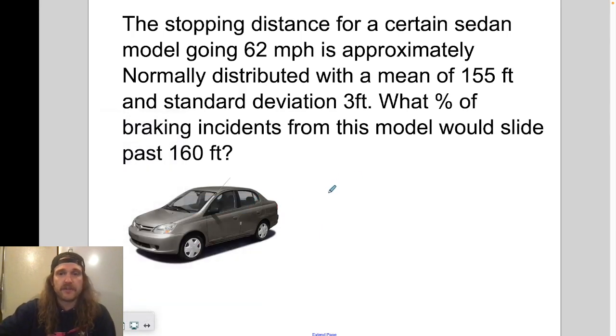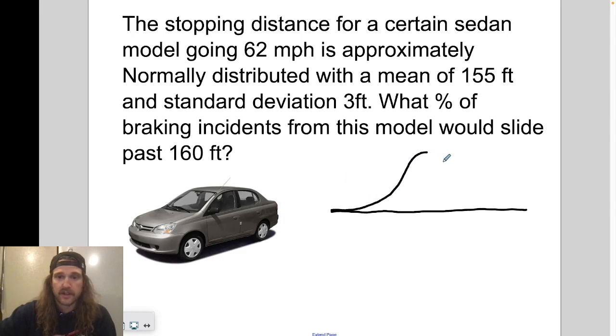The stopping distance for a certain sedan model going 62 miles per hour is approximately normally distributed with a mean of 155 and standard deviation of 3 feet. What percent of braking incidents from this model would slide past 160 feet? So we're going to start by drawing our normal curve. So it's got the hump and then it comes down like this.